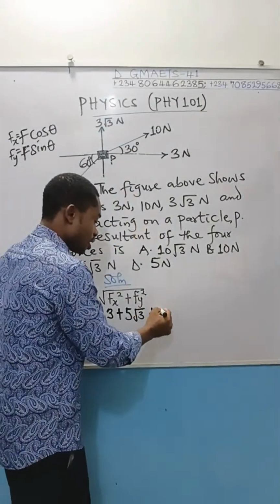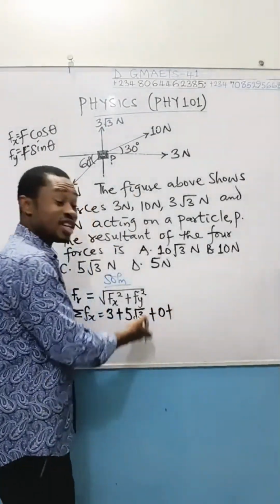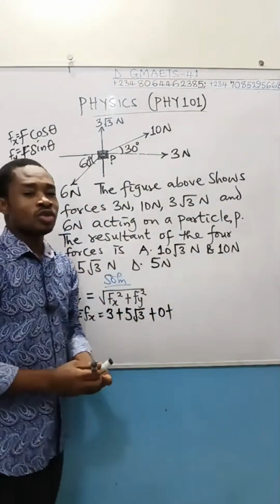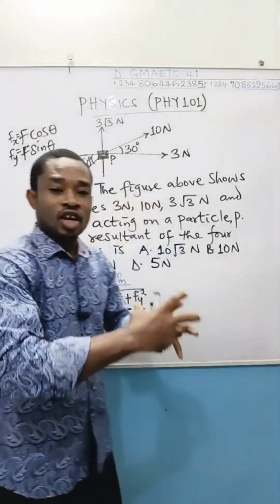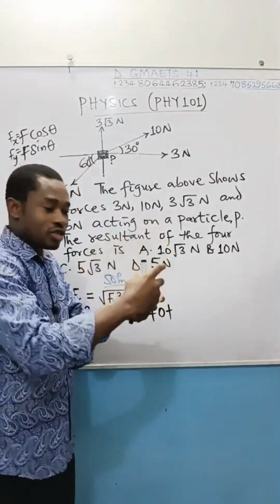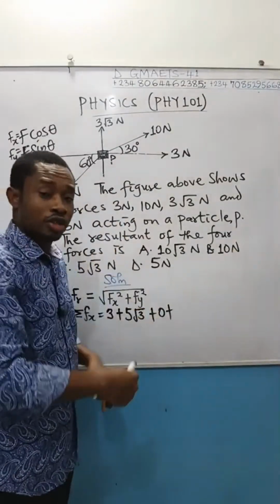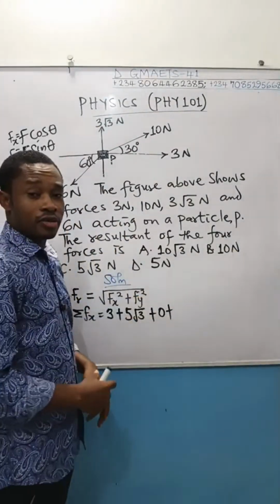Cos 90 is 0, times 3 root 3 will give you 0. No need of fixing it, but I just fixed it for you to see. We move on now to evaluate the value of the force along the horizontal axis, which 6 Newton contributes to the total force along the horizontal axis.